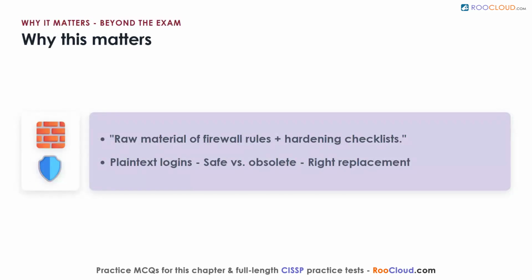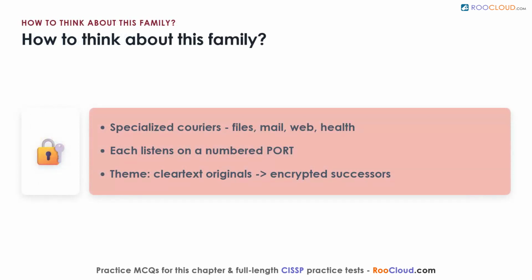Because these protocols and their ports are the raw material of firewall rules and hardening checklists. Imagine you inherit a network and find an old service still accepting plain text logins. Recognizing which protocols are safe, which are obsolete, and which secure replacement to reach for is exactly the judgment a security professional applies every week. How should you think about this whole family?